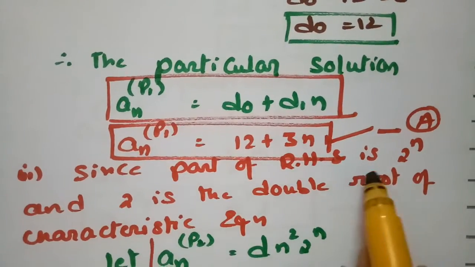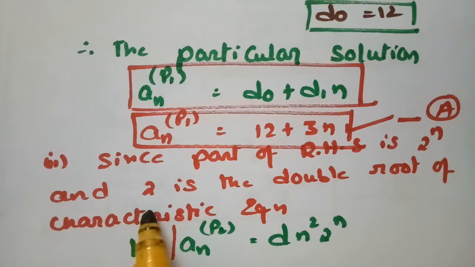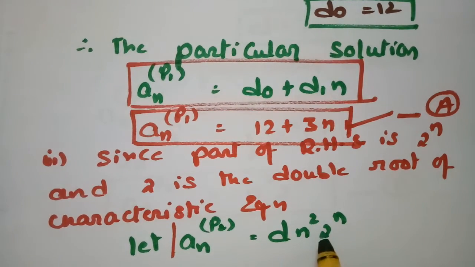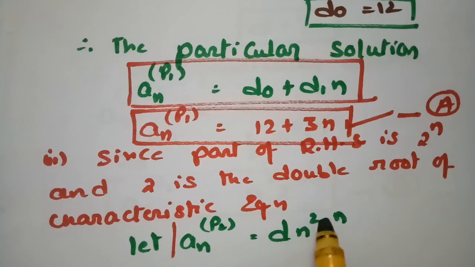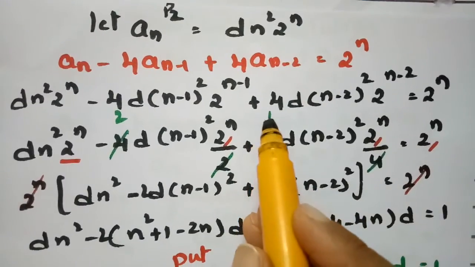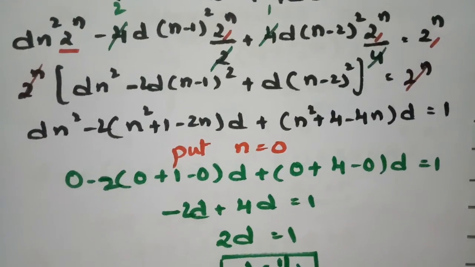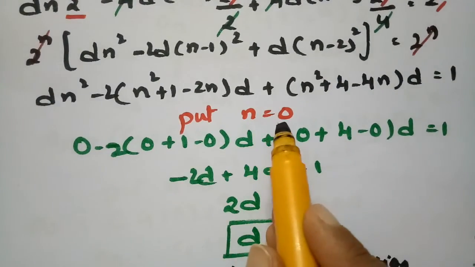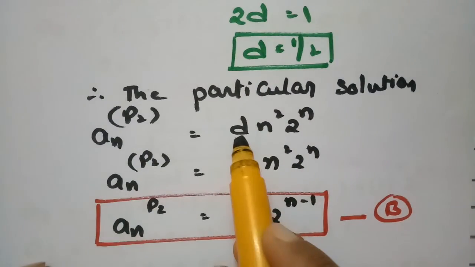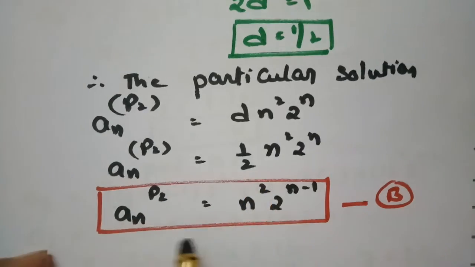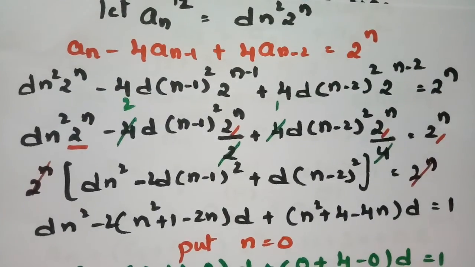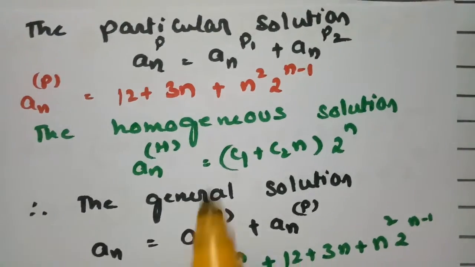Since the other part of the RHS is 2 power n, and 2 is the double root of the characteristic equation, we have to assume the second particular solution as dn square into 2 power n. If I substitute in this given recurrence relation, for finding the value of d, we have to put n is equal to 0 in the given equation. We got d value as half, and if we substitute half in place of d, this will be the second particular solution.